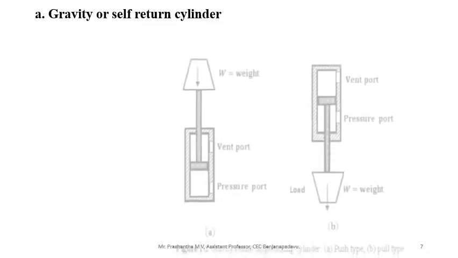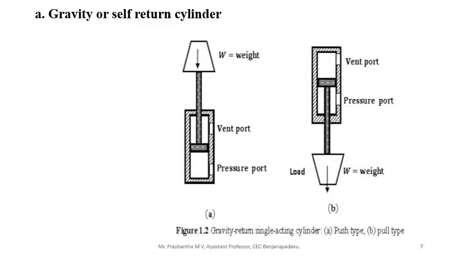In single acting actuator, again two sub classifications: gravity or self return cylinder, and second type is spring return cylinder. First one, a gravity or self return cylinder. Look at the diagram. Here is the construction. Here is the port for fluid in and fluid out. In this construction, the first type is a push type, and the second diagram, B, indicates pull type.